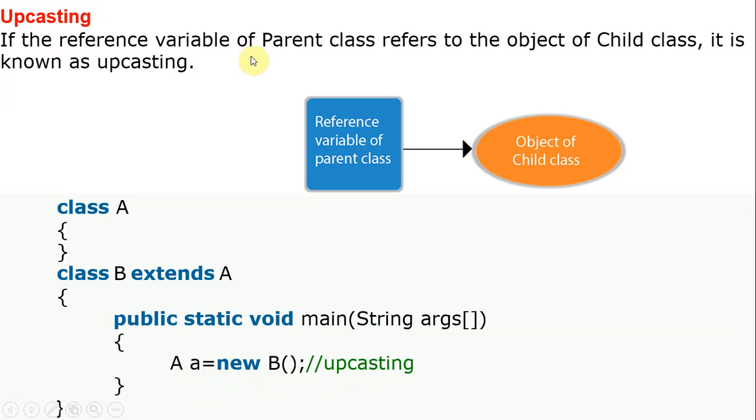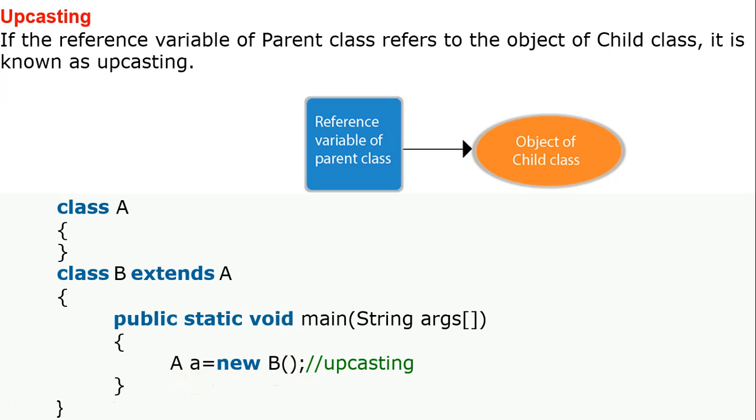So a reference variable of a parent class. Who is the parent class here? A. This is a reference variable, not an object. Okay, if you specify new A here, then A becomes an object, but what we did is we are just creating a reference variable like a normal variable, int a, float b, like that.